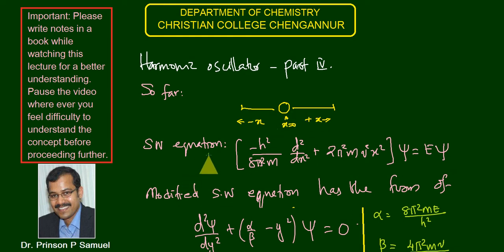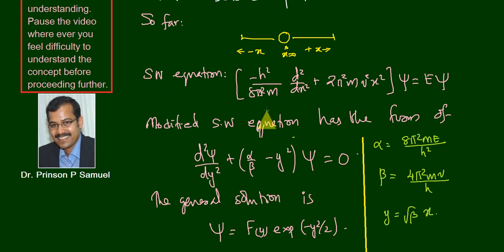And we have set up the Schrodinger wave equation for this system. The Schrodinger wave equation is minus h square divided by 8 pi square m d square by dx square plus 2 pi square m nu square x square into psi is equal to E psi. This is in the form of H cap psi is equal to E psi. This is a Hamiltonian. The first one is the kinetic energy term and the second one is the potential energy term. Here m is the mass of the particle, nu is the frequency of oscillation, x is the displacement from the mean position, and E is the total energy of the system.